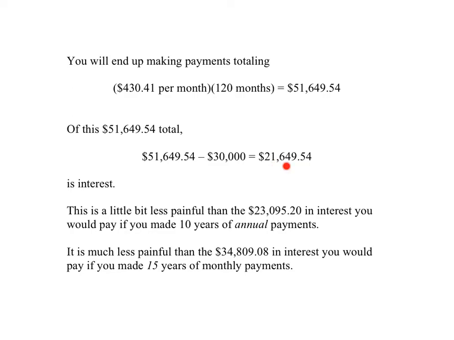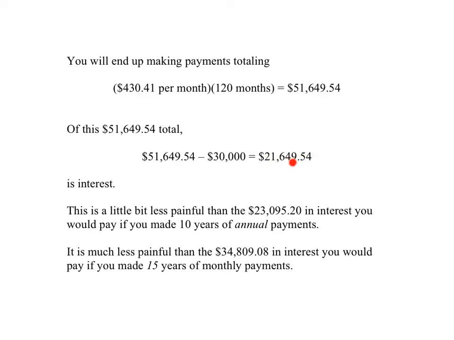How does that compare to our other loans? Well, it's a little bit less painful than the interest you would have paid, 23,000 something, if you made 10 years of annual payments, right? So this is 10 years with monthly payments, 21 something thousand, 10 years of annual payments, 23 something thousand in interest. Okay, it's a difference, that's real money.